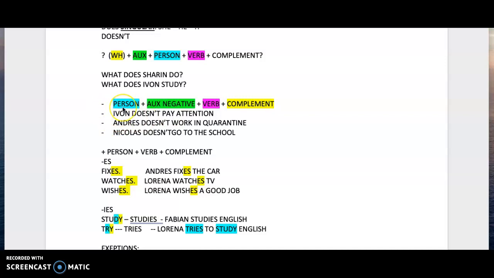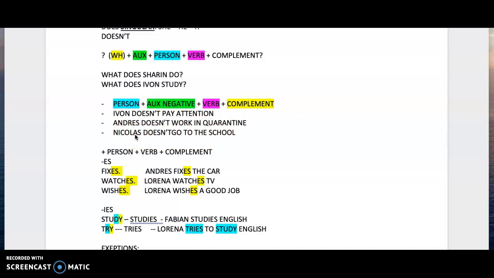For the negative, this is the formula. Person, auxiliary negative. And what is the auxiliary negative when we talk about one person or one object? Doesn't. Very good. Doesn't. And then we continue with verb and complement. For example, Ivan doesn't pay attention. Ivonne no presta atención. Okay? Andrés doesn't work in the quarantine. Andrés no trabaja en la cuarentena. Okay? Or Nicolás doesn't go to the school. Nicolás no va al colegio.